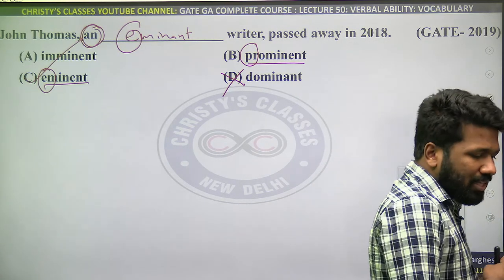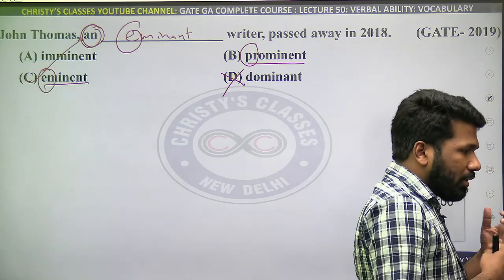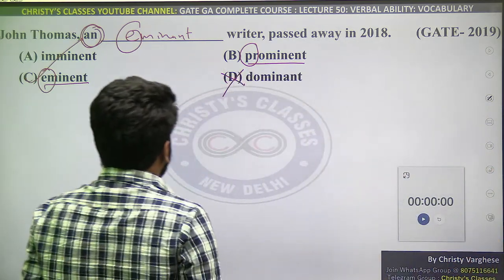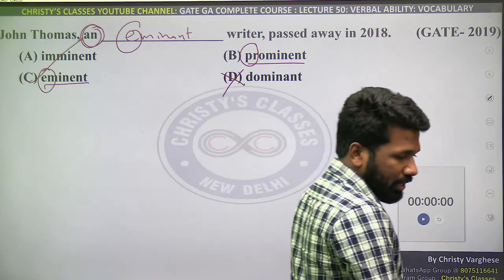Imminent means something that is about to happen, Omkar. Imminent means about to happen. So that is not making any sense in this context.